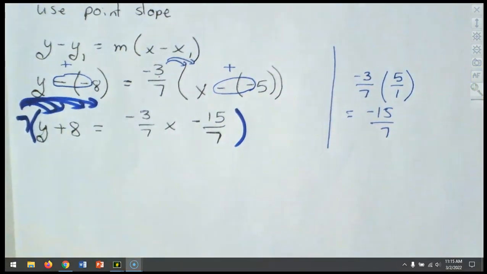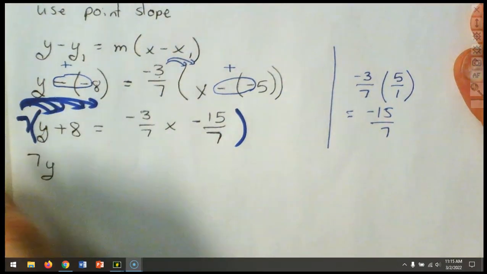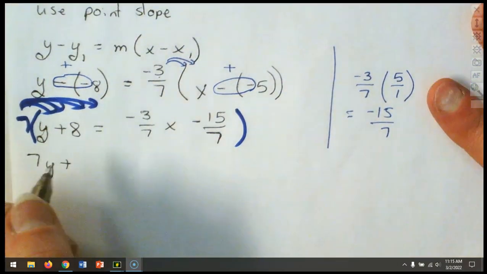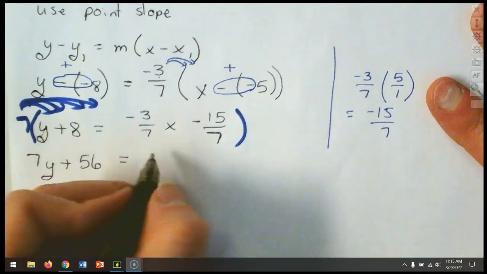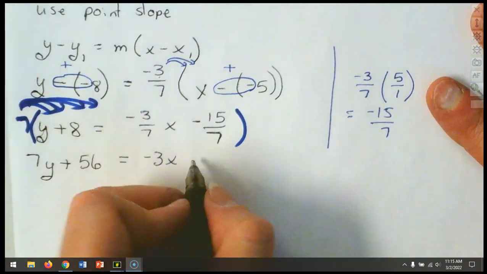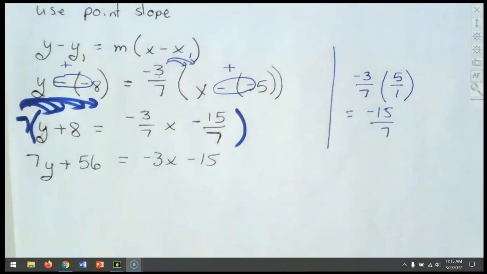Distribute that 7 through. And that's going to leave you then with 7y plus 56 equals a minus 3x and a minus 15. Make sure you got your signs done correctly. It's very, very easy to make a mistake, so always double check things.